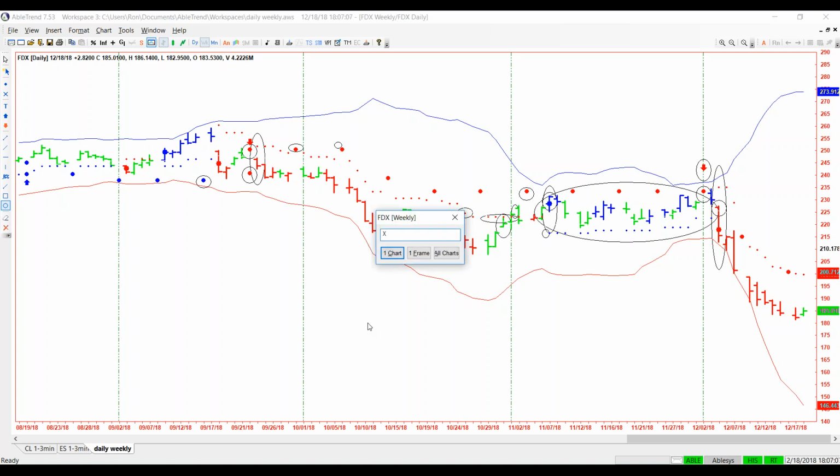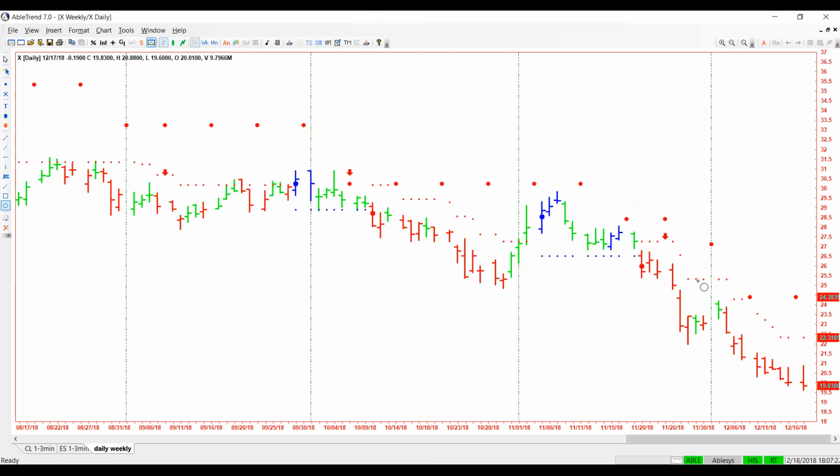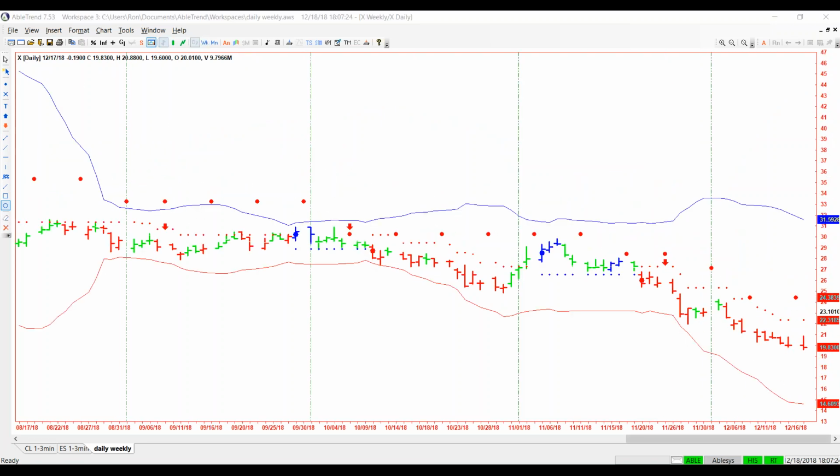To change the symbol, let's say I want to go to X, US Steel. All I did was type X on my keyboard. That's all I did. I didn't touch anything. I didn't click anything. I just started typing on the keyboard. This box popped up. I just typed the letter X. The box pops up. You click one frame. That's all you have to do. Just click one frame. You're good to go.